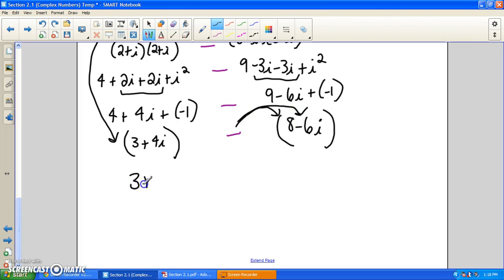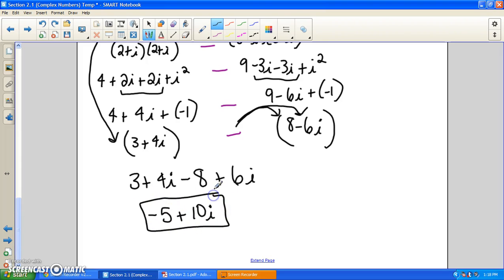Now the first parentheses came out to be 3 plus 4i, but we have to subtract what we got over here. So minus 8 plus 6i, and combining like terms, doing our real part first, gives me negative 5 plus 4i and 6i give me 10i, and we've got to make sure that we put our answers here in our a plus bi form.